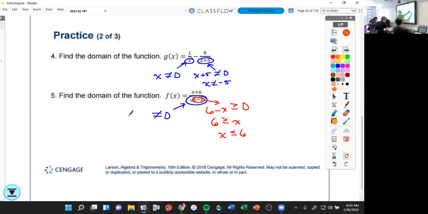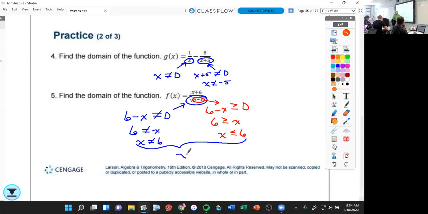However, change colors. 6 minus x can't be 0. Add x to both sides. 6 can't be x. X can't be 6. Okay, well, hold on. Over here, x has to be less than or equal to 6, but over here, x can't be 6. So x is less than 6.